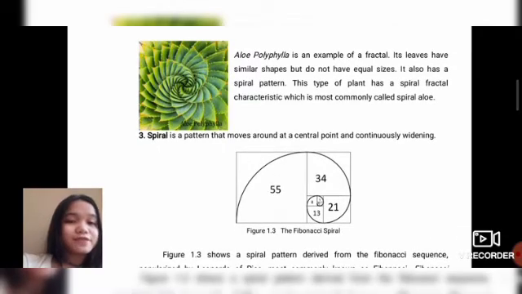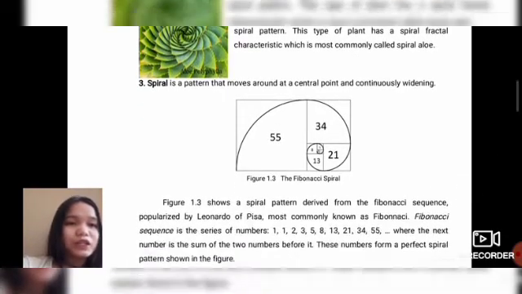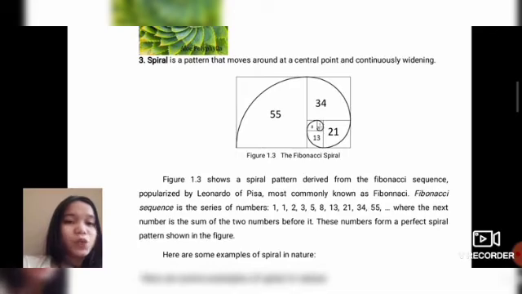The third one is spiral. Spiral is a pattern that moves around a central point and continuously widens. As shown in Figure 1.3, it shows a spiral pattern derived from the Fibonacci sequence, popularized by Leonardo of Pisa, most commonly known as Fibonacci. The Fibonacci sequence is the series of numbers 1, 1, 2, 3, 5, 8, 13, 21, 34, and 55.